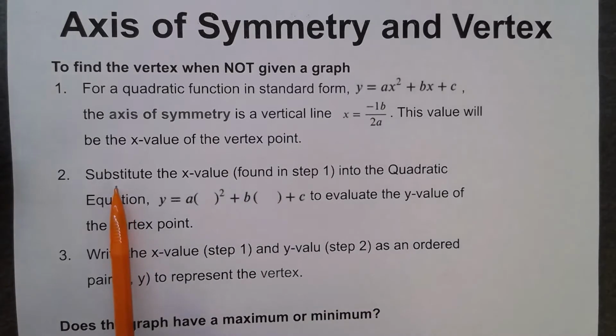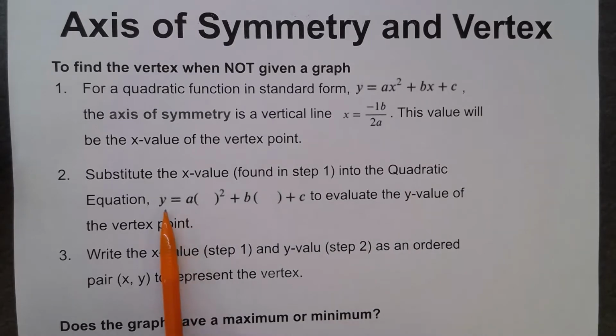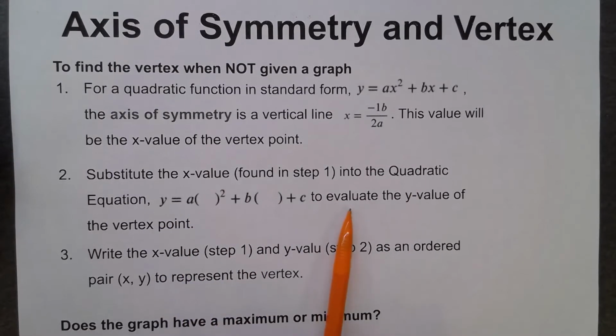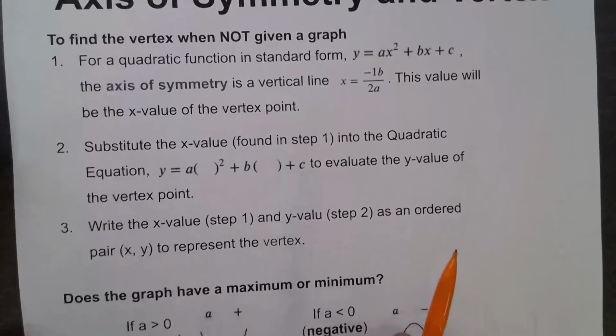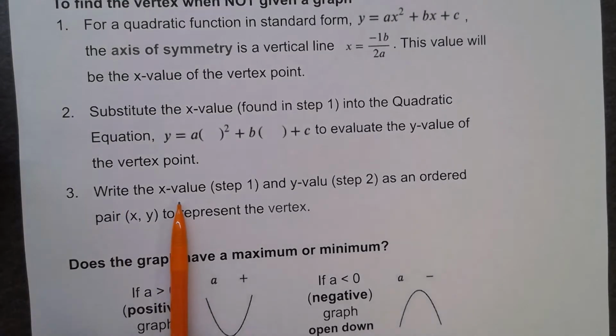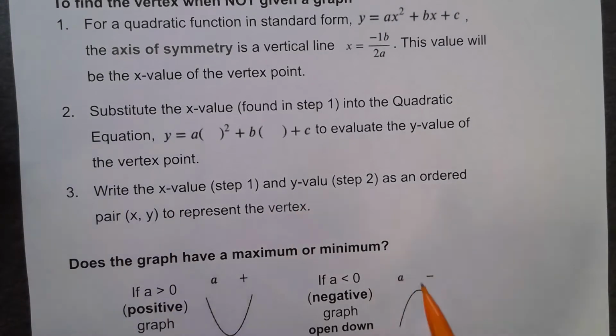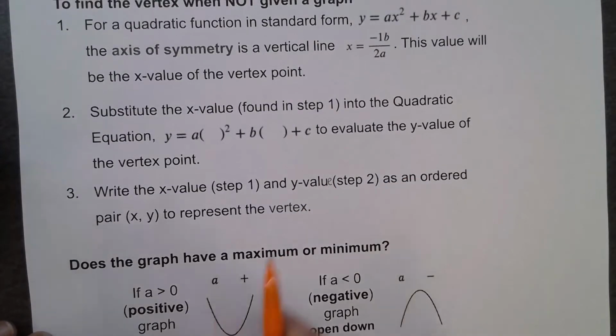So that means we will substitute that x value into the quadratic equation. So we'll just set it up so we can plug in the x, and we will evaluate for the y value. Once we have that, we will be able to write the x value that you found in step 1 and the y value we found in step 2 as an ordered pair and represent that as our vertex.